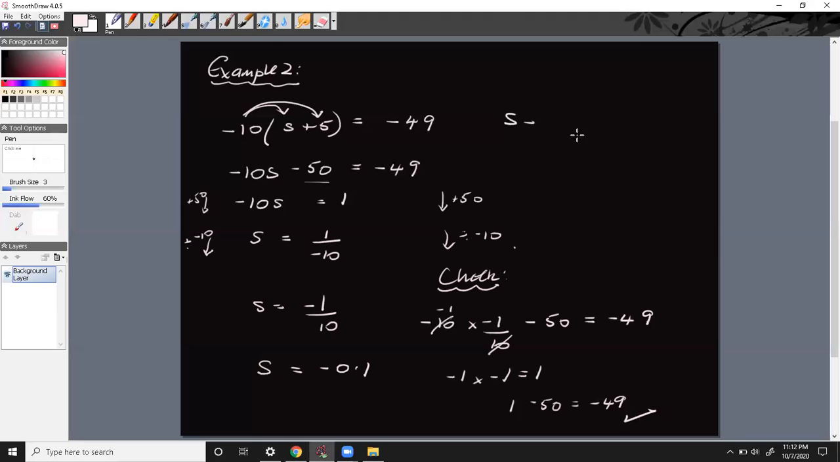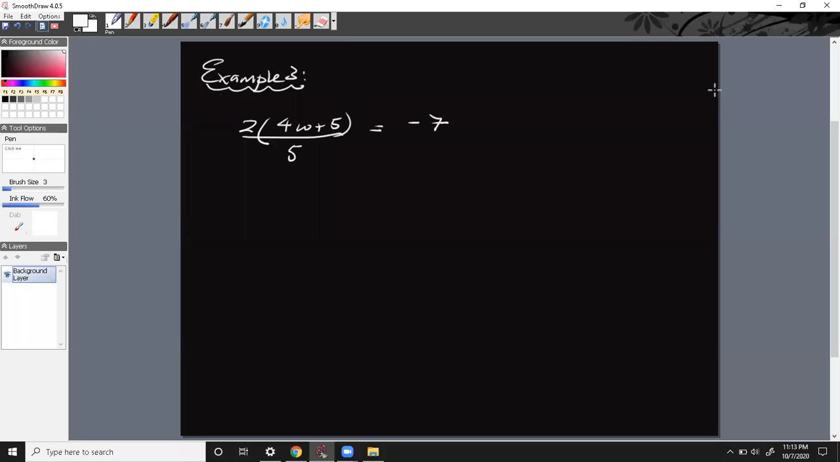So our solution is minus 1 over 10 or minus 0.1, depending either on what your preference is or what the question asks for. Okay, so that's an example with negative numbers, a little more tricky. So here's another example then where we have brackets, but we've also got a fraction.